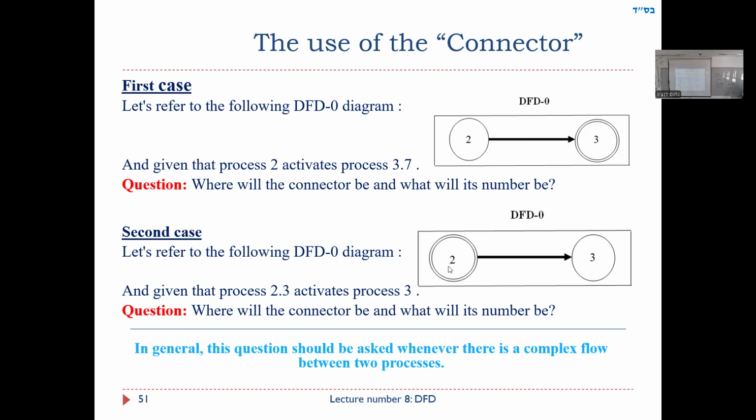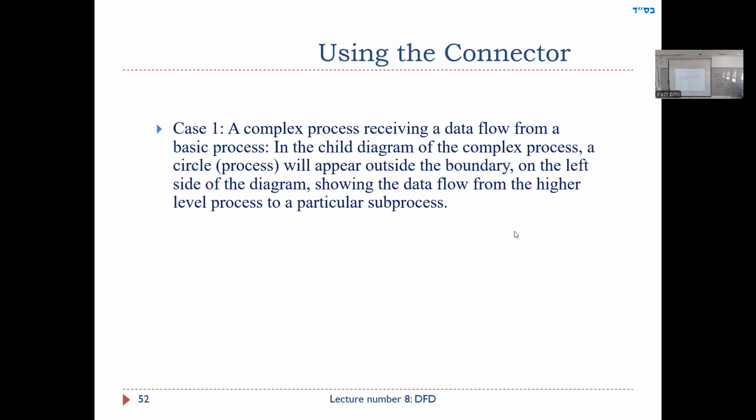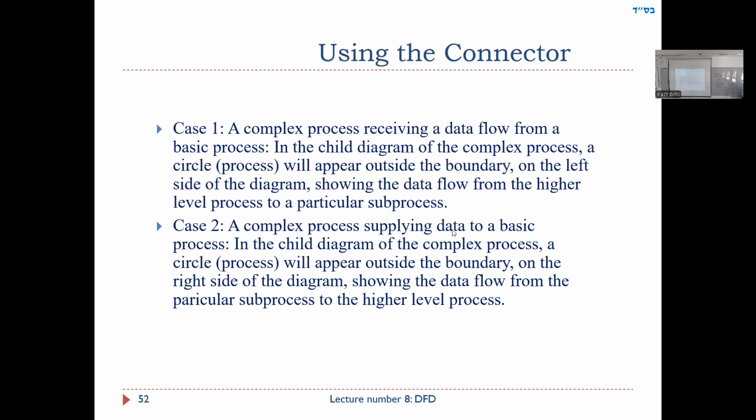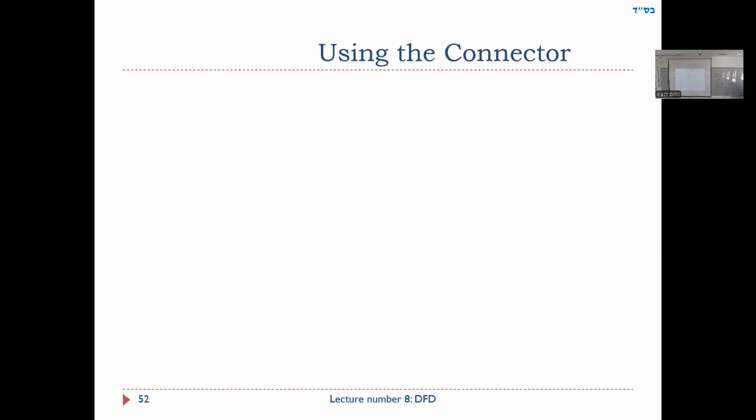Obviously. And over here, in the basic one, when I show the 2.3, I'll show the 2.3 going to 3. That's pretty obvious. Question. Case 2, a complex process supplying data to a basic process. In the child diagram of the complex process, a circle process will appear outside the boundary on the right side of the diagram, showing the data flow from the particular subprocess to the higher level on the right side. Is that right? Going out.